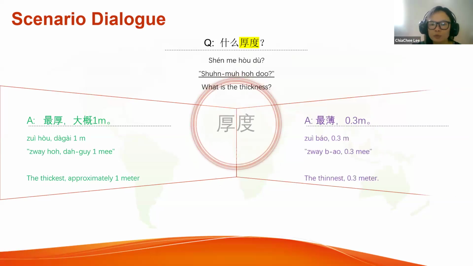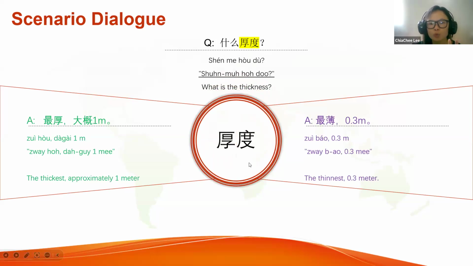Then we proceed to another way too. This time we are checking on the 厚度 thickness. 厚度 Well, we can have the thickest ever, which is 1m. 最厚 the thickest. 最 is like z plus v combined together faster. 最厚 the thickest approximately 1m. 大概1m or 大概1米.